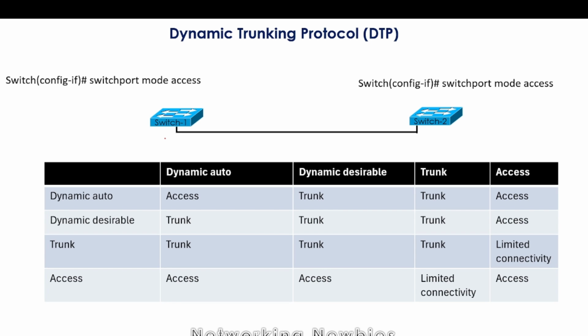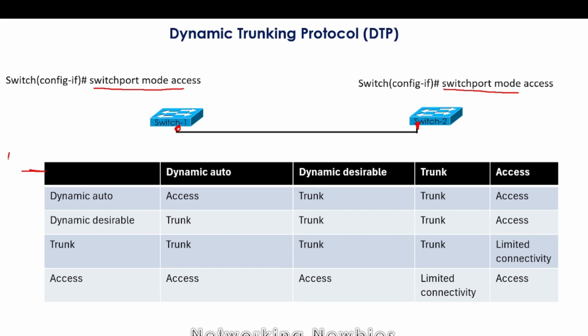Okay, now this is the table. Somehow we have different possibilities on these different ports of switches. Let's say we have this port and this port, switch 1 and switch 2. Now let's say on switch 1, this interface is configured with switchport mode access, and on this side, this port is also configured with this command. So both of them are in access mode. You can see switchport mode access. Then what can happen? To understand this, we have this table.